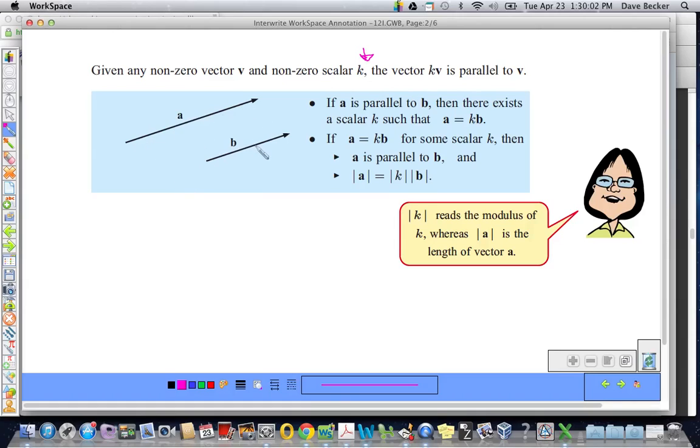Looks to me like maybe B is about half the length of A, and if I multiplied it by 2, it would be equal to A. That's all that this says right here. If I have parallel vectors, I can multiply either one by some scalar number so it's equal to the other one.